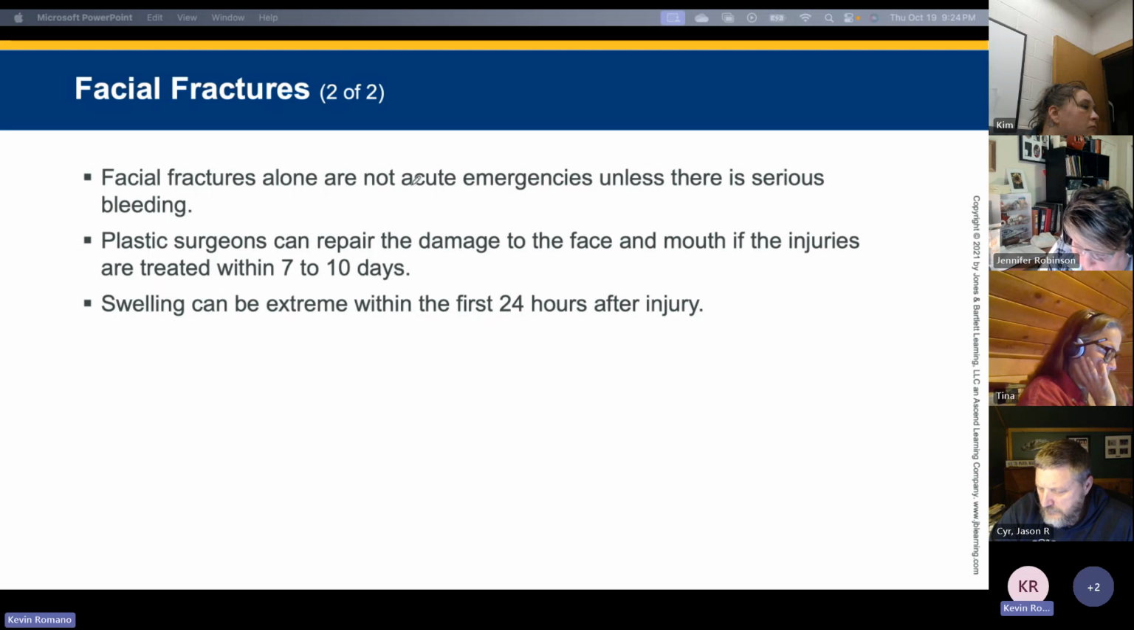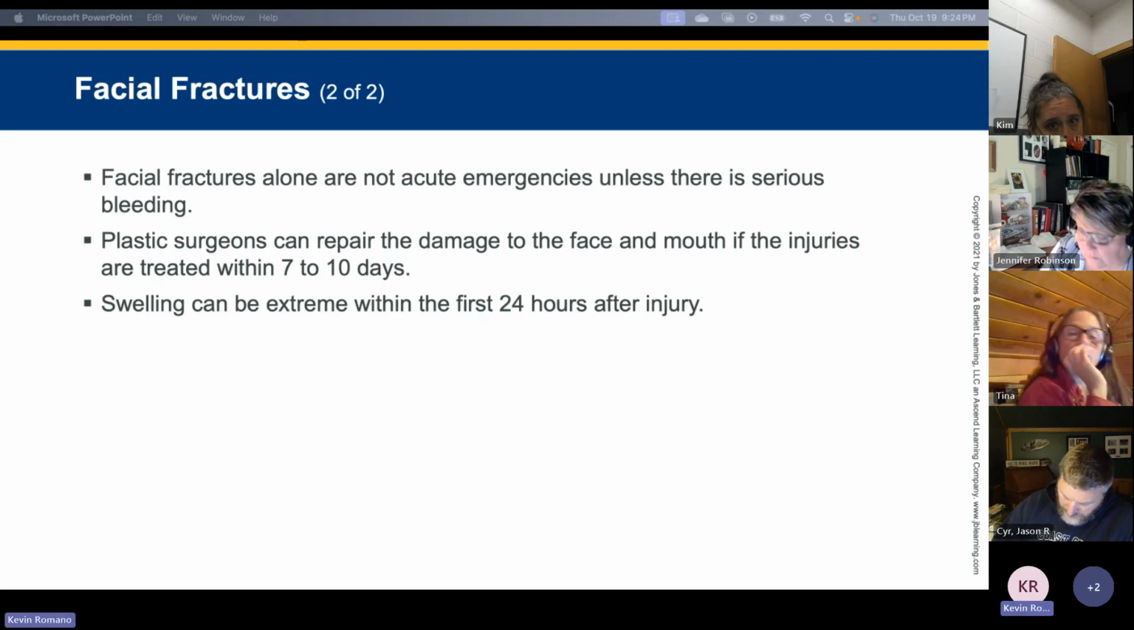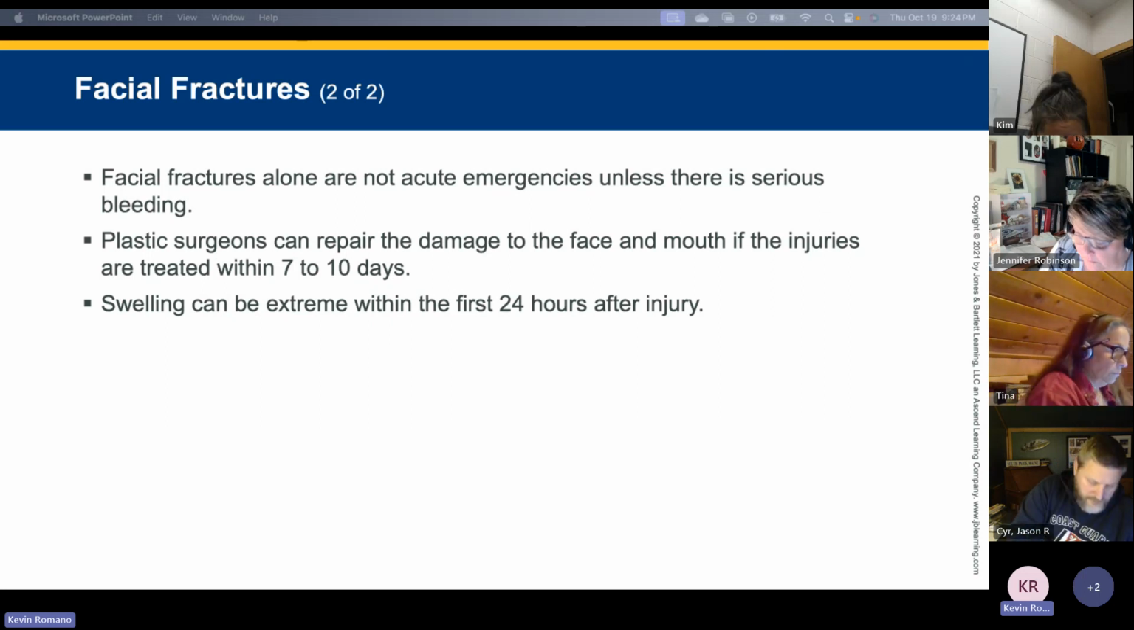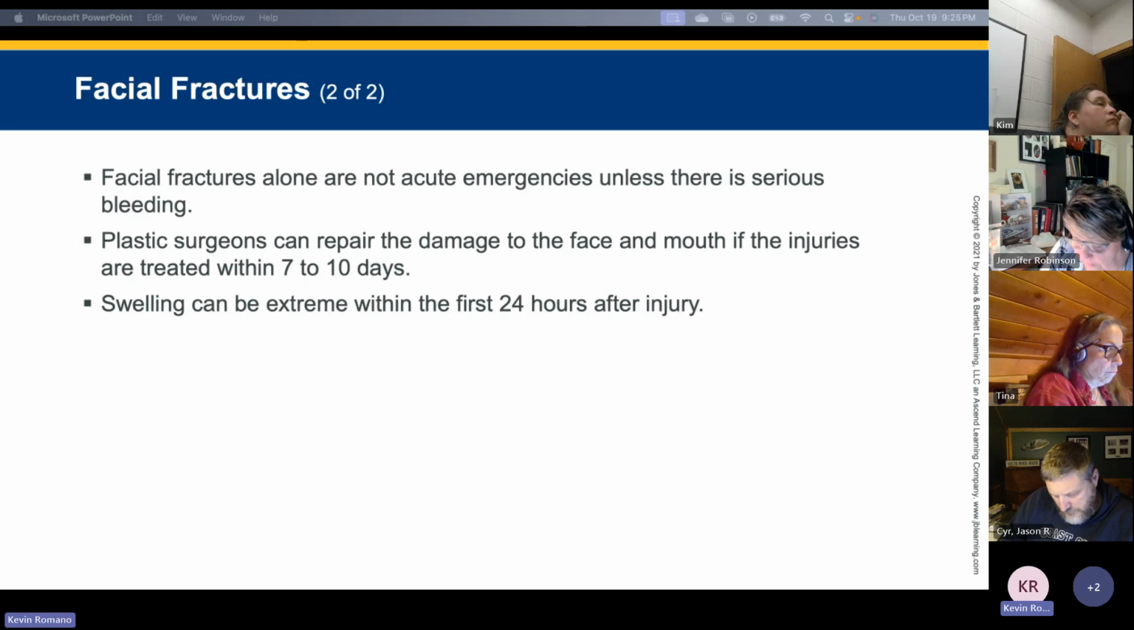Facial fractures alone are not acute emergencies unless there is serious bleeding. All right. In addition to external hemorrhage, there is a danger of blood clots in the upper airway causing an obstruction. Plastic surgeons can repair damage to the face and mouth if injuries are treated within 7 to 10 days. So remove and save any loose teeth and bone fragments because it's often possible to replant them.